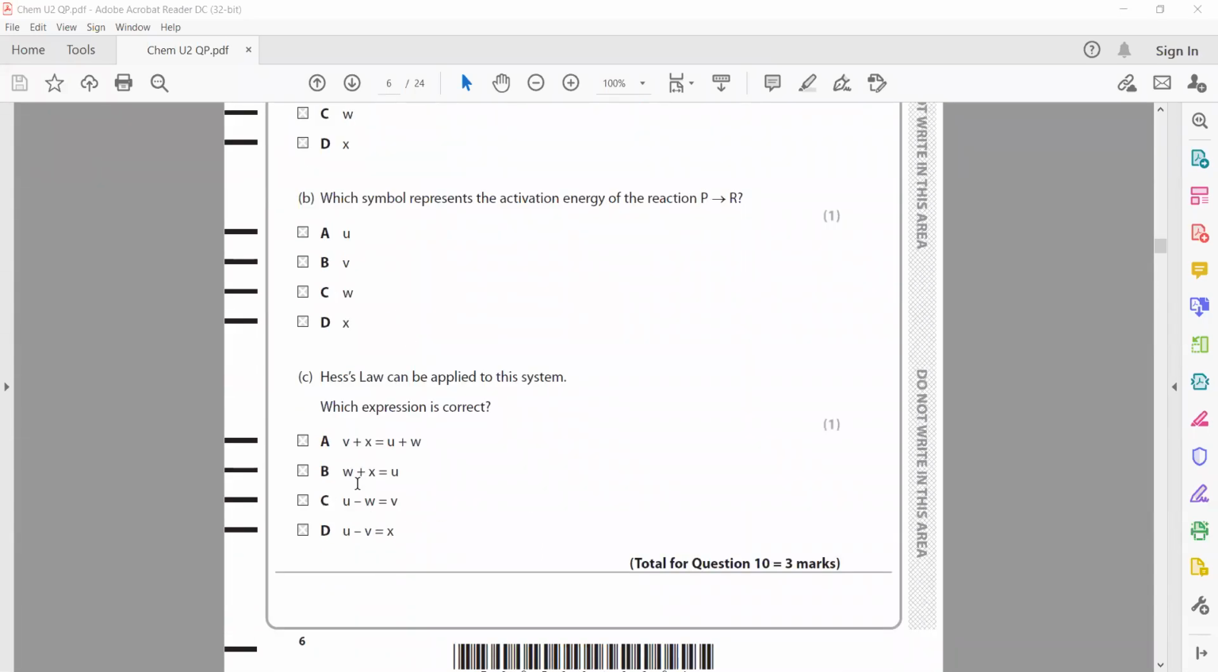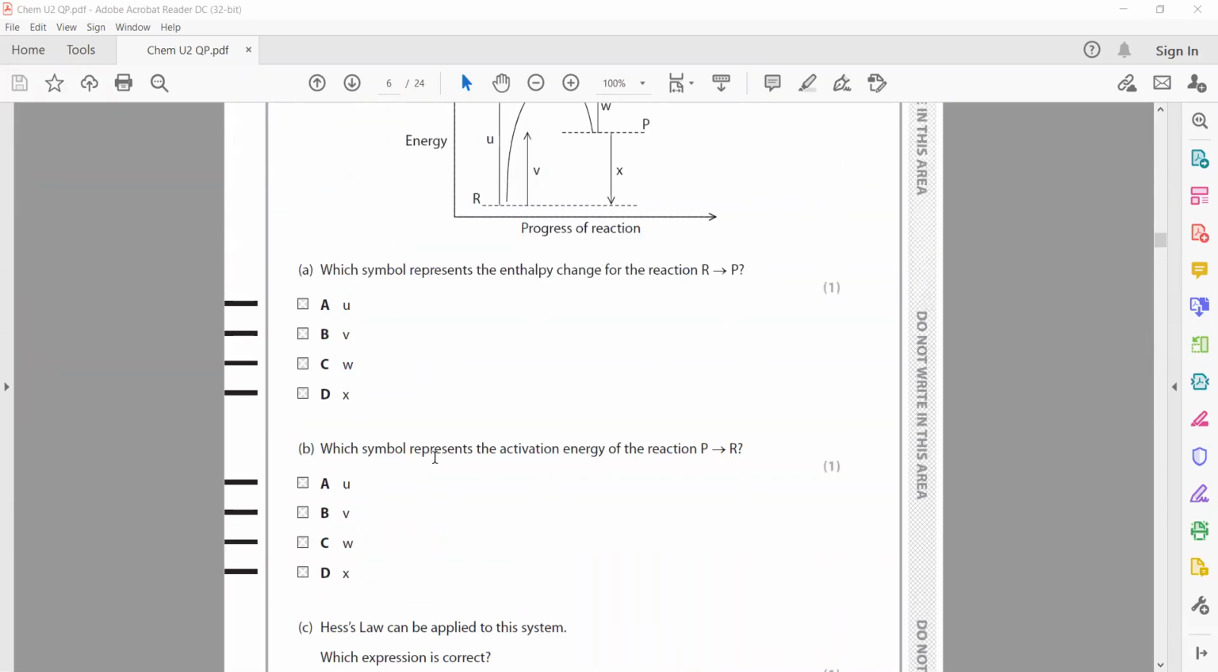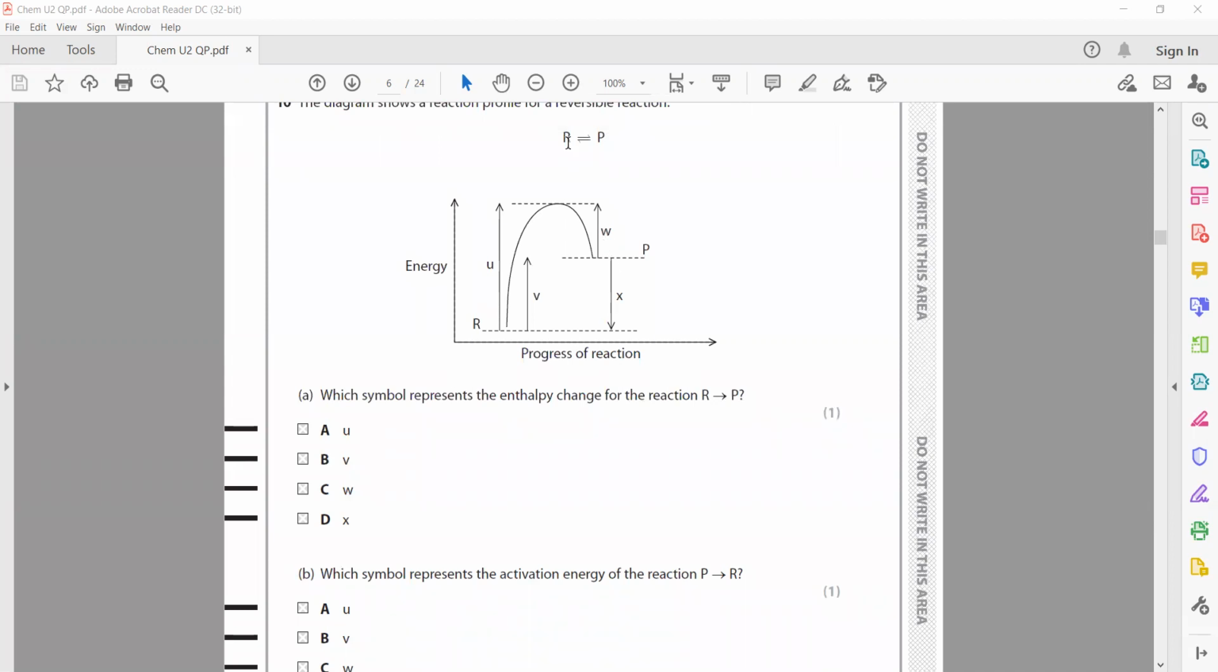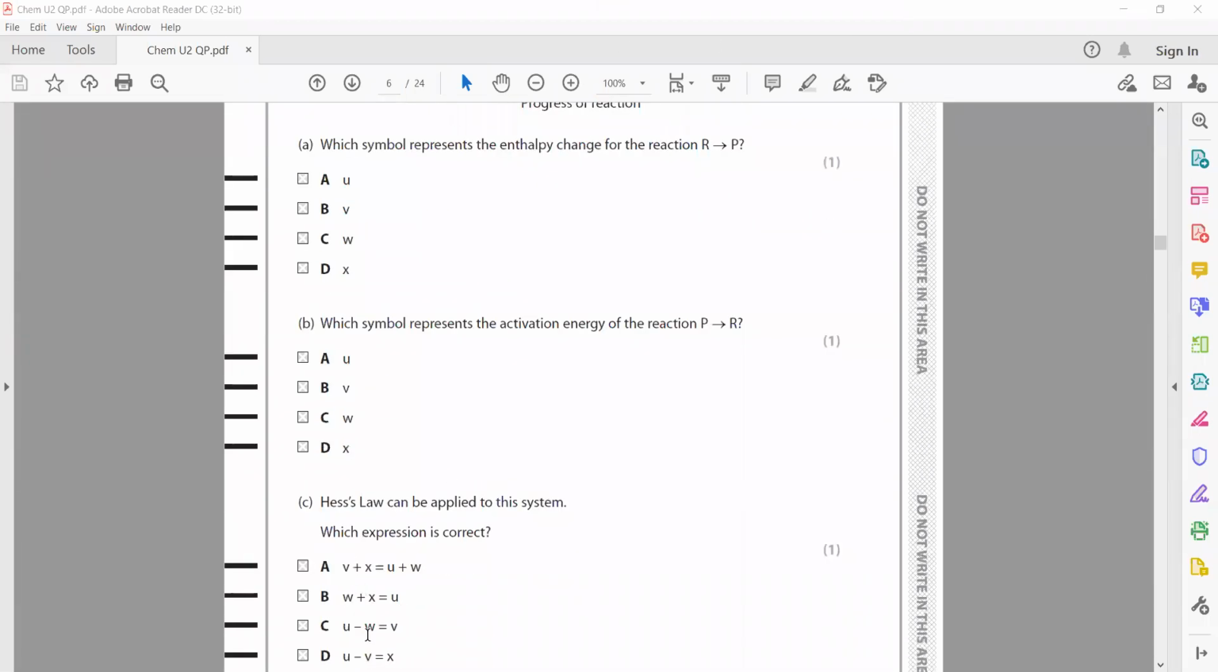What about B? W plus X is equal to U. Basically, X is pointing down, so minus X will point up. So it will be W minus X is equal to U. But in the question it is written W plus X, that's why B is also not the right answer.